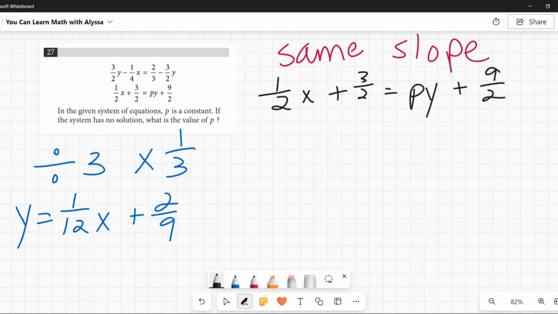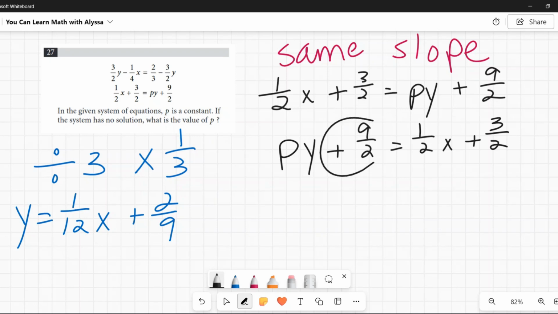Okay, I'm going to do the same thing. I'm going to get y by itself. First, I'm just going to rewrite this so everything's on the left, everything's on the right. I'm just swapping it. I think it's a little easier. So py plus 9/2 equals 1/2 x plus 3/2. I just swapped them, just flipped them. You know, they're both equal to each other, so you can change the whole thing. All right, now I'm going to start moving things. So I'm going to move this 9/2. I'm going to subtract 9/2 from both sides.